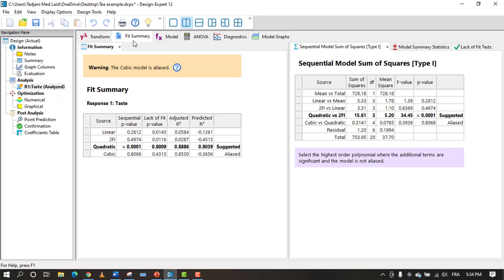On the second tab, we have fit summary. On the fit summary, there are 4 important values here. First, as we can see here, the software has suggested a quadratic model as the most suitable model in this case, with a p-value of 0.0001. These 4 values are very important. We will see them and explain them in the ANOVA table.